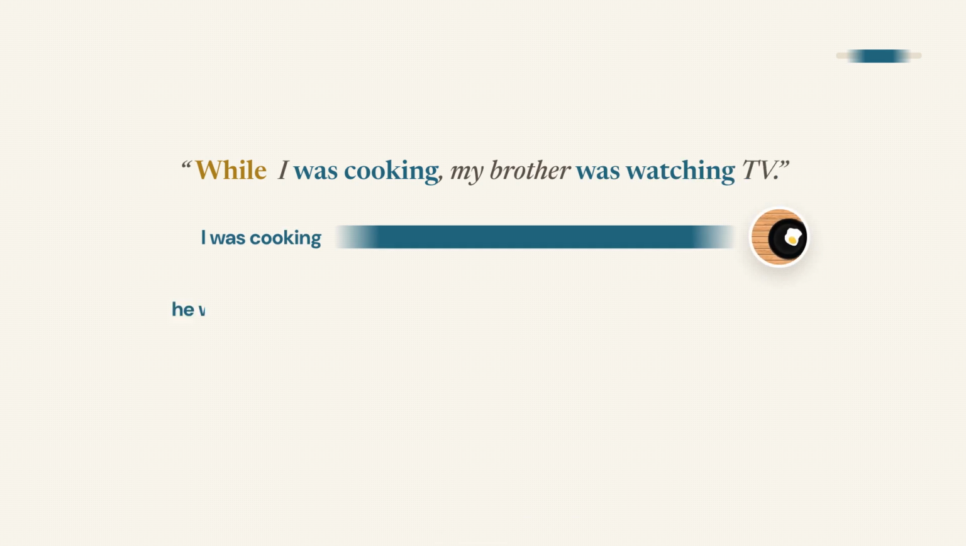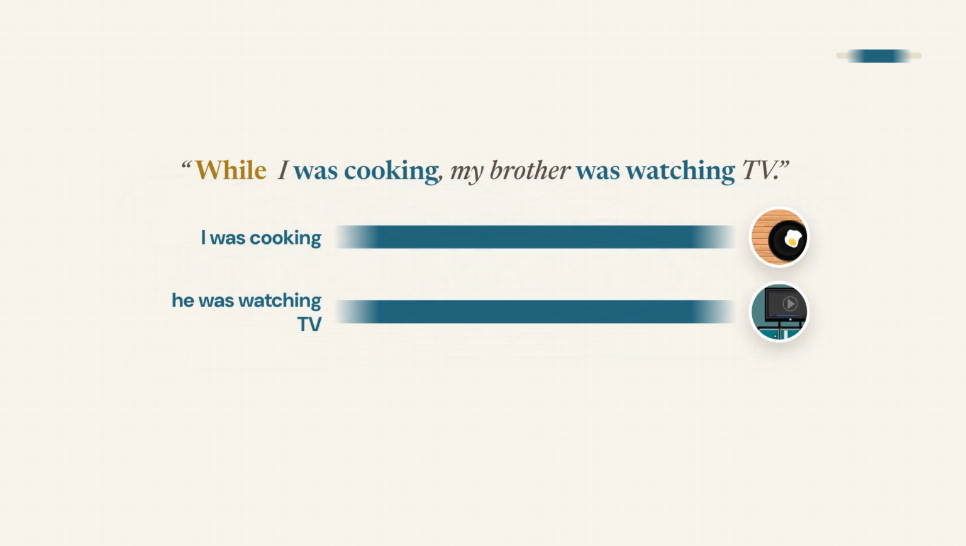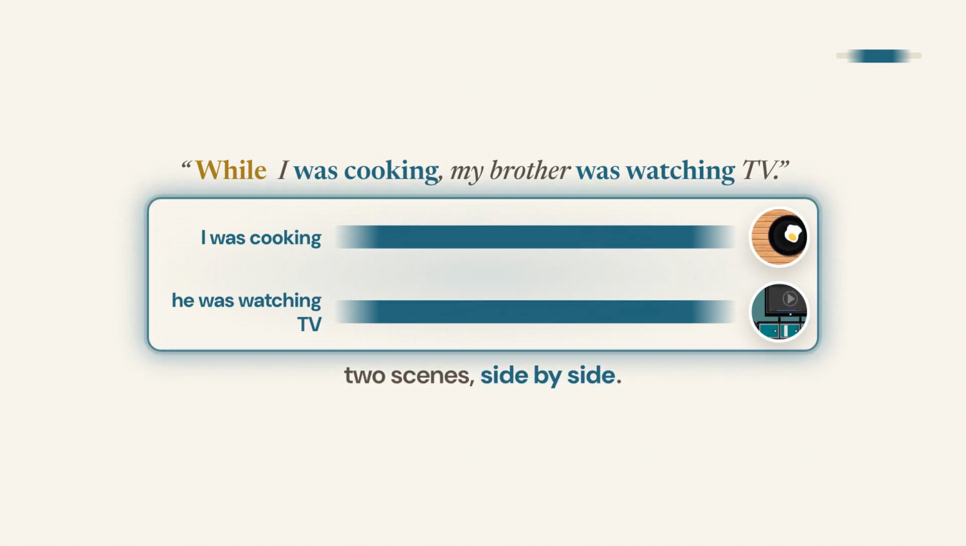Let's look at an example of two scenes together. While I was cooking, my brother was watching TV. I'm describing the evening, two things going on side by side. Neither one is an event. Nothing interrupts anything.